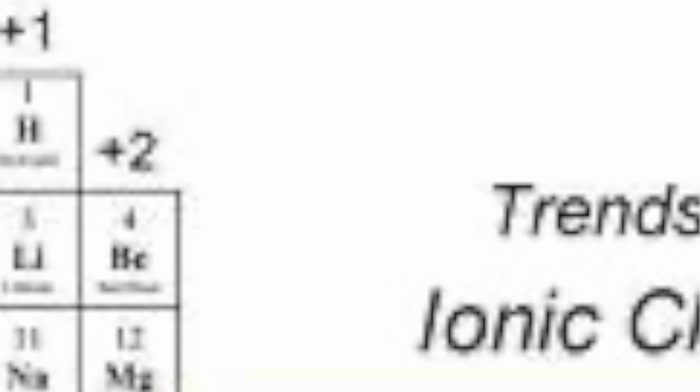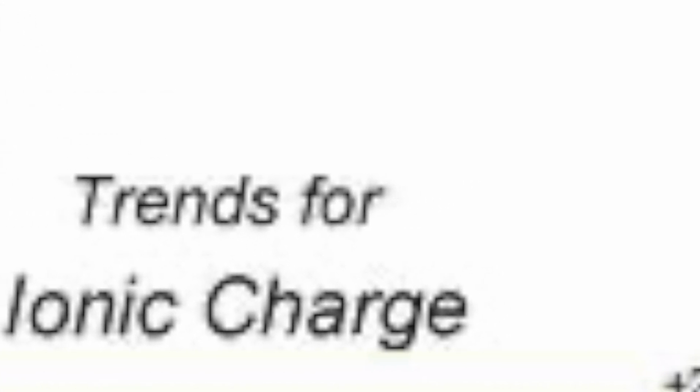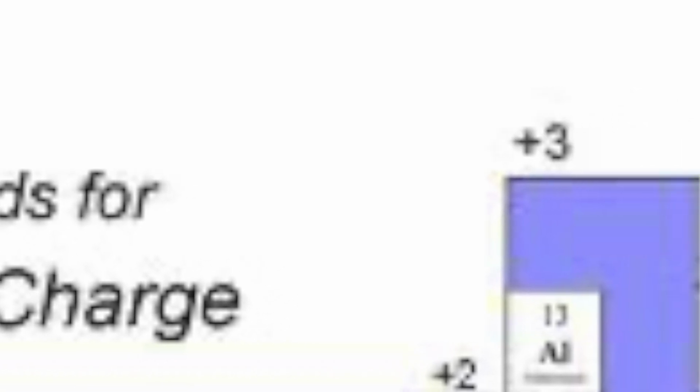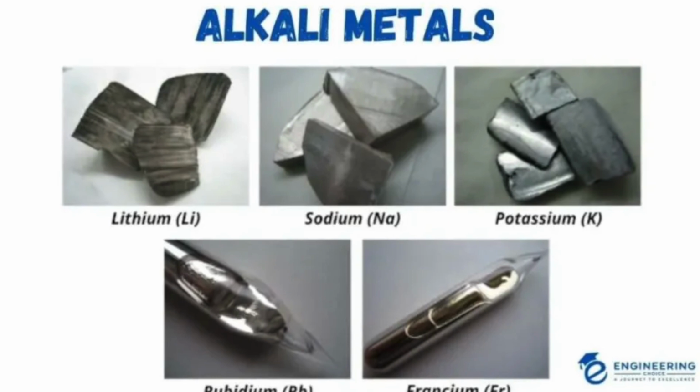It is crucial to note that for metals, the charge on their ions is equal to the group number. However, for non-metals, the charge on their ions is equal to 8 minus the group number. Let's begin with the first group, the alkali metals.